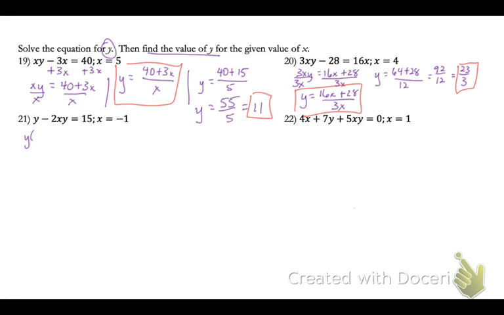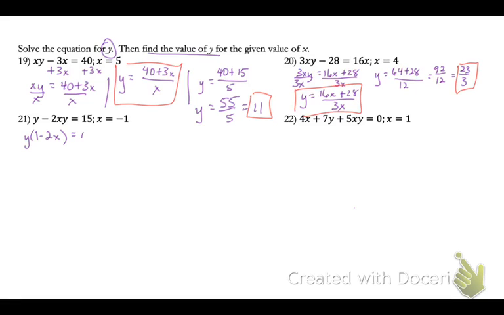Number 21 is a little tricky, and this is a good one to be sure to know how to do. So we have our y spread out in two terms that we cannot combine. So to get the y isolated, we need to factor out that y, or reverse distribute. So when I do that, I end up with 1 minus 2x.